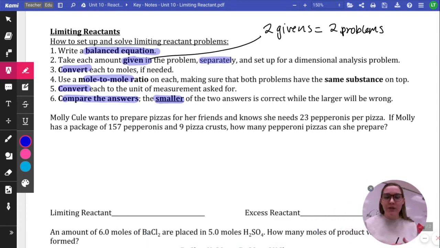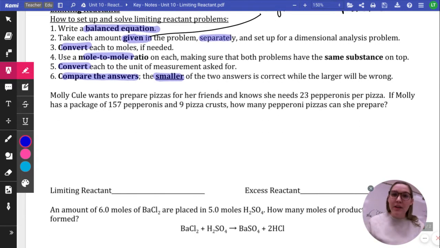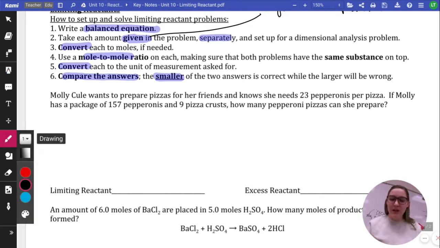So we are going to start with a kind of real world example that'll hopefully help you guys understand a little bit better. And then we'll jump into doing this with actual chemicals. All right, so Molly, get it? Molly wants to prepare pizzas for herself and her friends. She knows she needs 23 pepperonis per pizza. If Molly has a package of 157 pepperonis and 9 pizza crusts, how many pepperoni pizzas can she prepare?